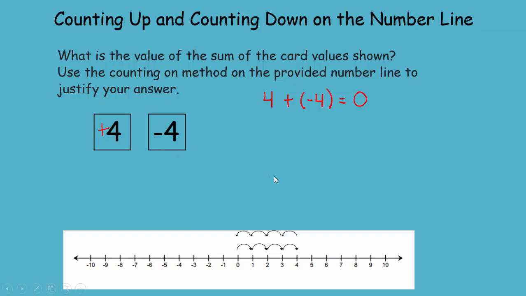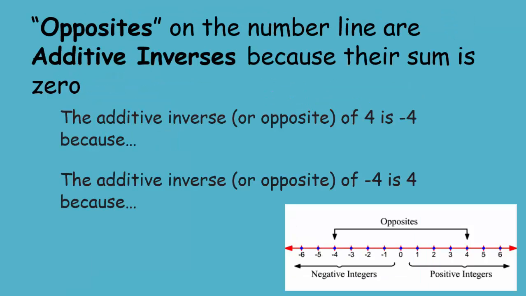Last night we called them opposites. 4 and -4 are opposites on the number line. Opposites on the number line are additive inverses because their sum is 0. The additive inverse or opposite of 4 is negative 4 because 4 plus negative 4 is 0. Just like that, the additive inverse or opposite of negative 4 must be 4. Because when we add negative 4 plus 4, we get back to 0. Your additive inverses are the same as your opposites on your number line. They zero each other out.